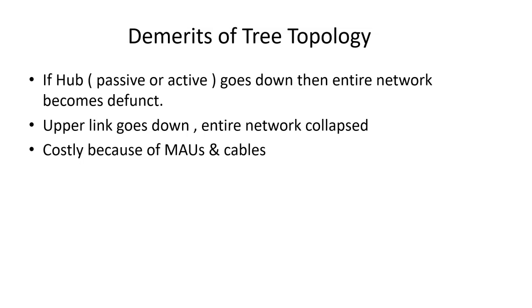Though this tree topology is easy to set up, it is costly because for every node we have to use multi-station access units, which are actually hubs, passive hubs or active hubs. So ultimately it increases the cost of tree topology. Along with that, we have to use cables to connect various nodes. Because of that, there is an increase in the cost of tree topology.